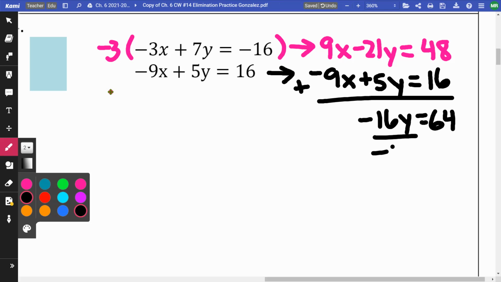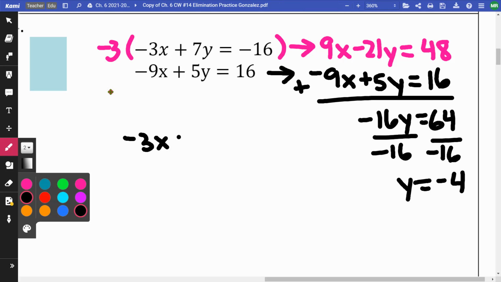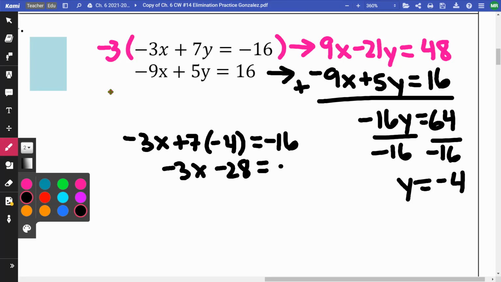And when I divide by a negative 16, I get y is equal to negative 4. So let's say I put that into the top equation. I have negative 3x plus 7 times my y, which is going to be a negative 4, equals negative 16. Negative 3x minus 28 equals a negative 16. I'm going to add 28 to both sides.